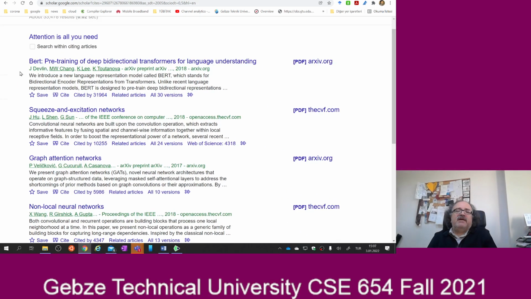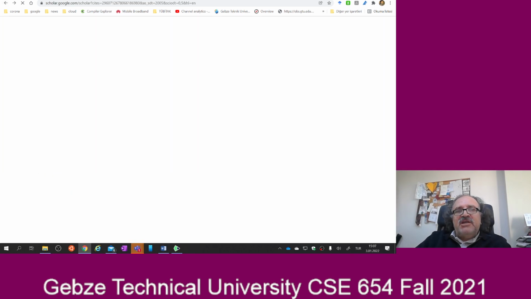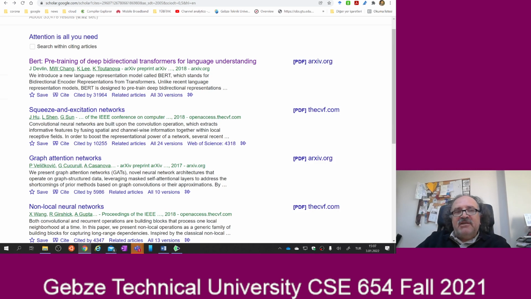BERT is a word representation technique like word2vec, but it is based on attention. It is using bidirectional transformers, like the bidirectional LSTM stuff. And the idea is this actually.